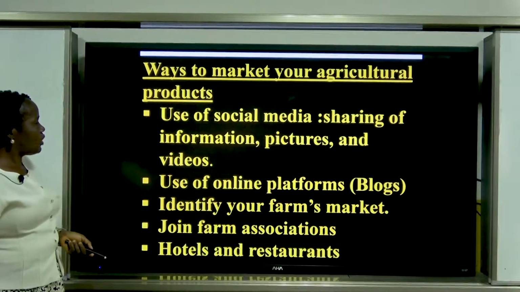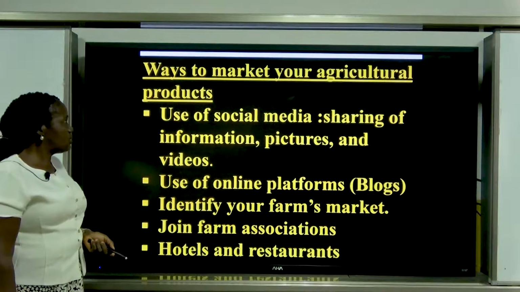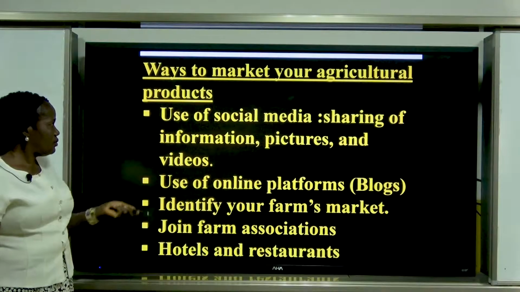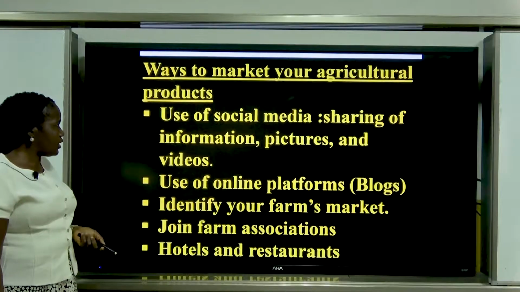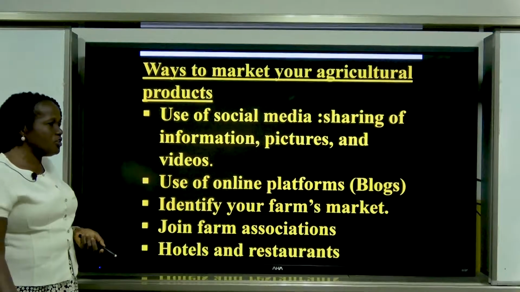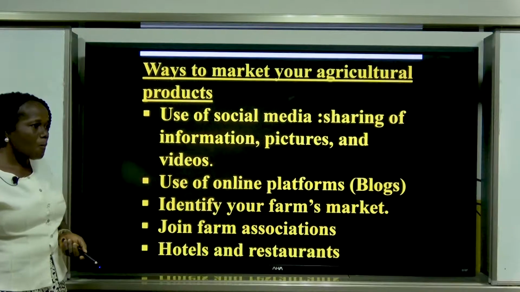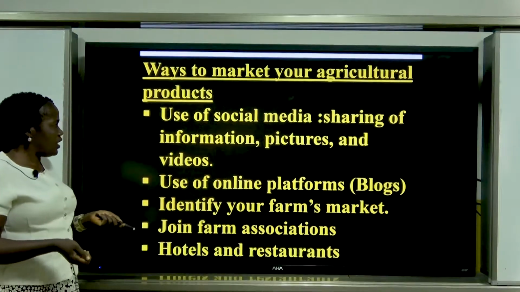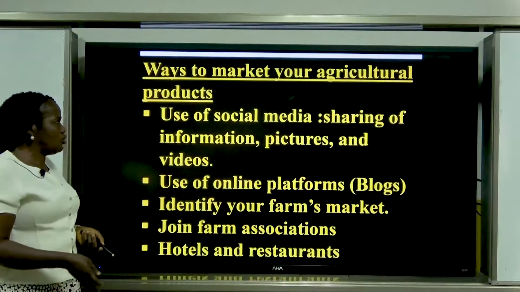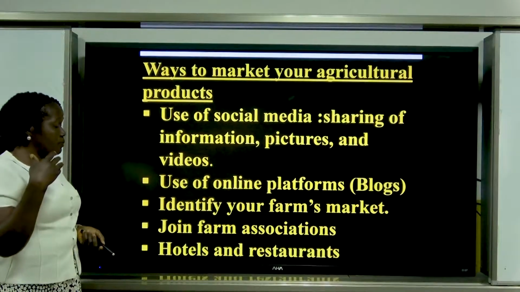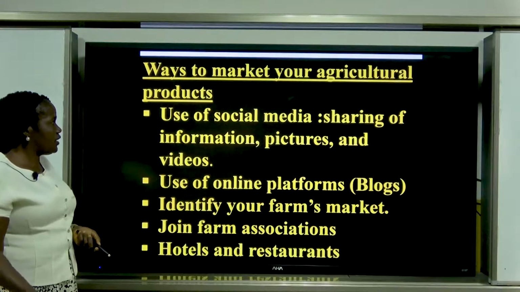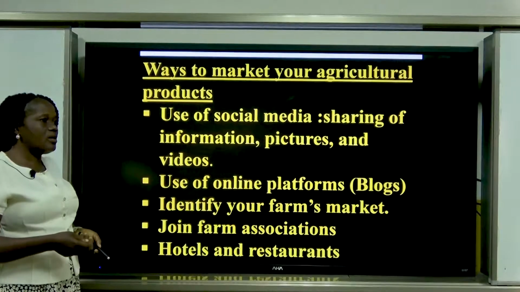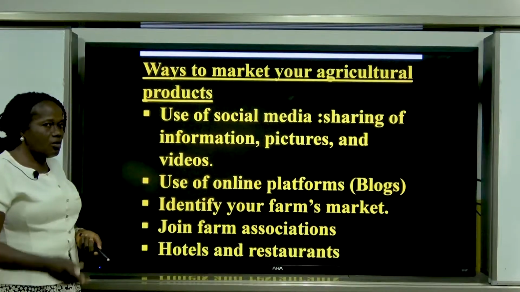Now I'm going to talk about ways in which you can market your agricultural products. There are several ways. The first one is the use of social media. That is sharing your information, pictures and videos on social media, like WhatsApp and Facebook. After you have harvested your crop, you can snap it and send it through video on WhatsApp, as the case might be. By the time you send those products on social media, an interested customer will look at it and say, let me go and buy those things.